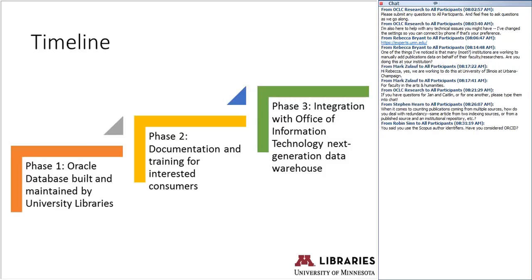Phase two will be something for the libraries to do: to document and then train interested consumers. We think this is another place where the libraries really have primacy. We understand the research output metadata, the limitations of it in particular, and the power of it as well. So we would like to educate people as they're using the data about the best practice for making use of it. Phase three will happen whenever our Office of Information Technology is ready for us. They are working on a next generation data warehouse, and we intend for the research outputs to be a portion of that.